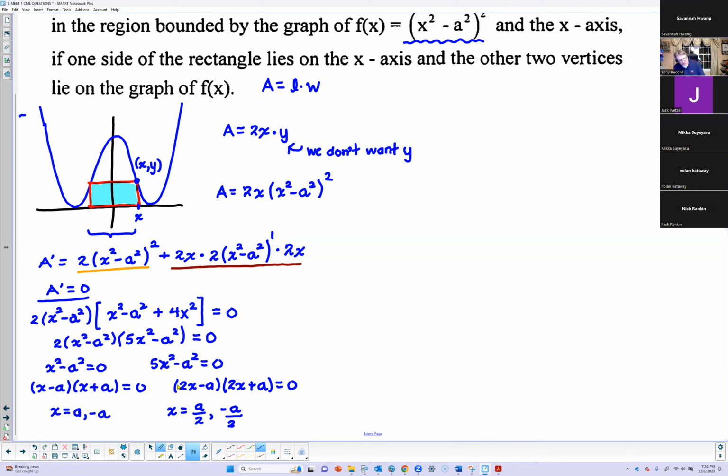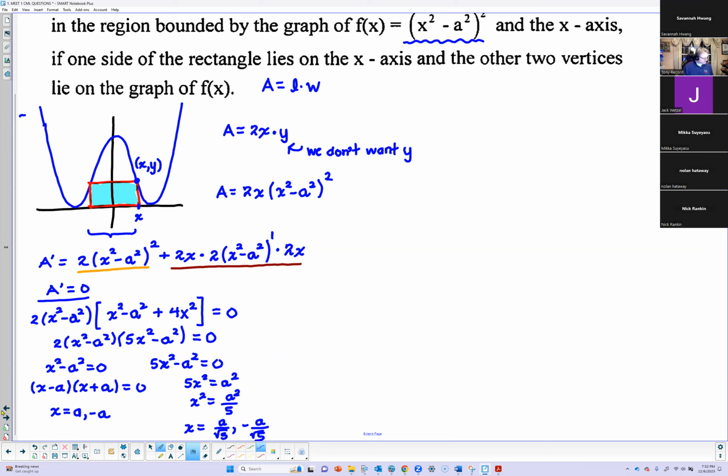So if you don't want to put square root of 5x, why don't we just say this? 5x squared equal a squared. X squared is a squared over 5. So x would be plus or minus the square root of a squared over 5, which we could say a over root 5 or negative a over root 5.